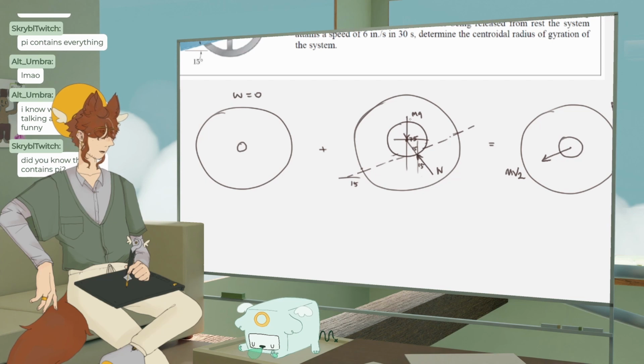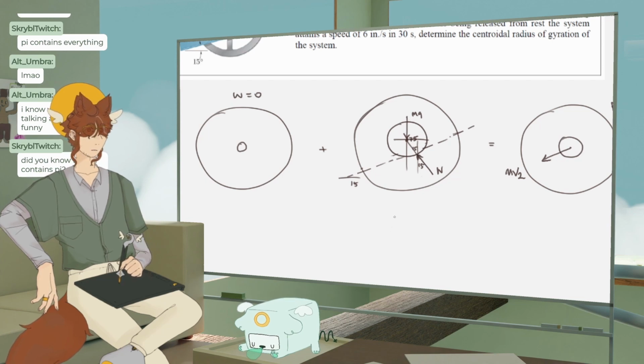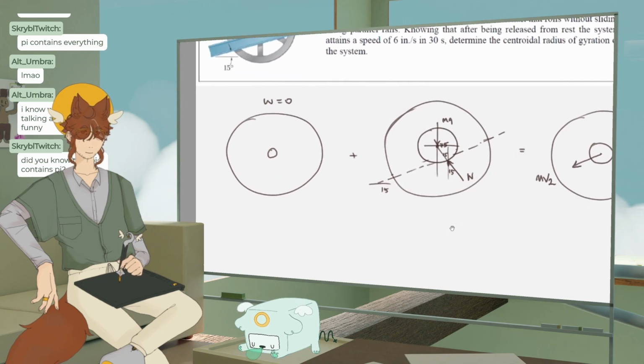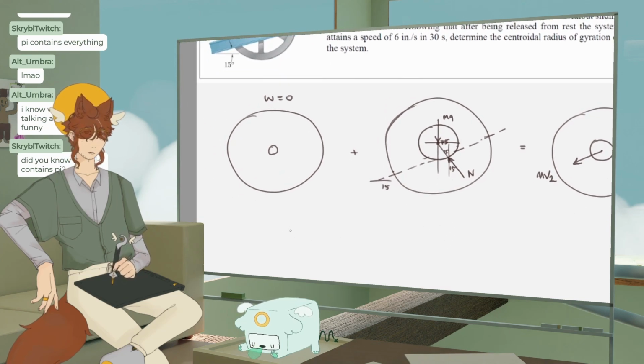You know that pi contains pi? No way. Wait, it's Pi Day today. Is that why we're talking about pi so much? I love Pi Day.